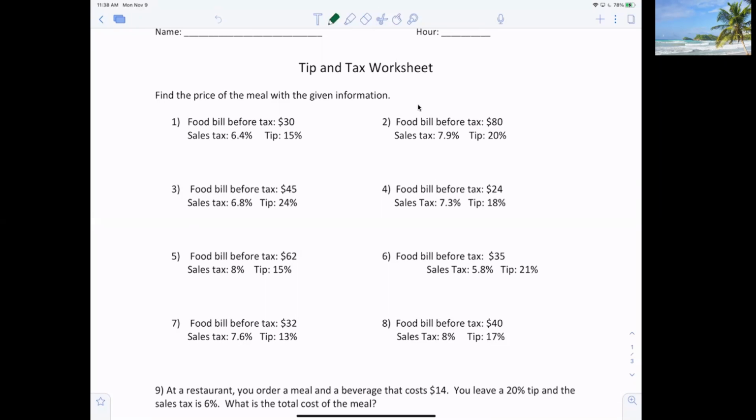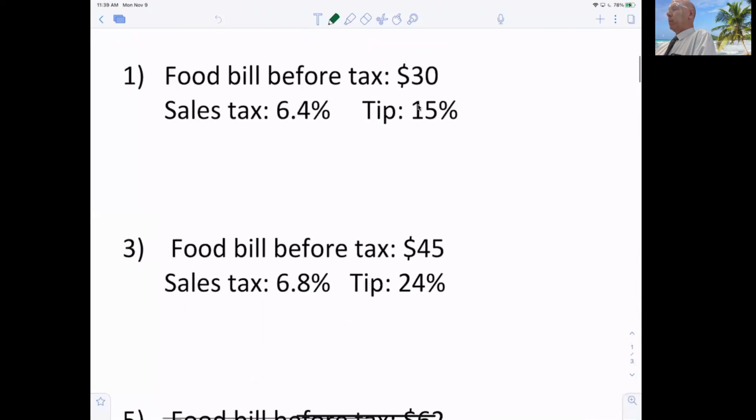All right. So now this is what I want. So now you're going out to eat, and your bill comes to $30. There is a sales tax of 6.4%. You're going to leave a 10 or 15% tip. I want to know the final price of the meal. All right. So what I want everybody to do is let's give us some room. The bill is $30.